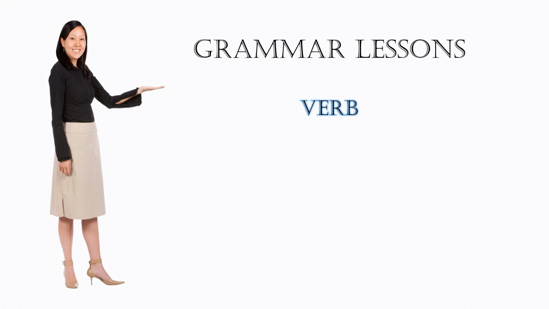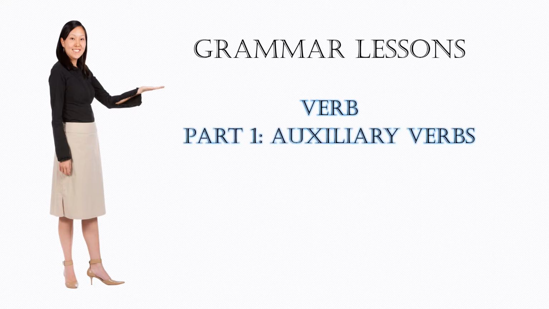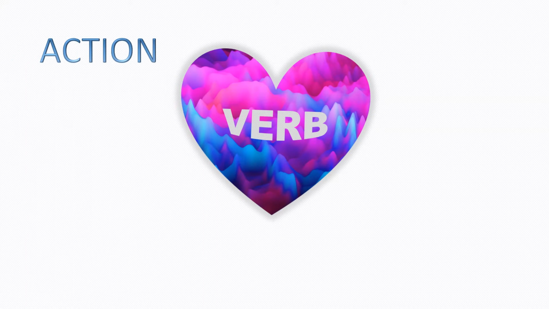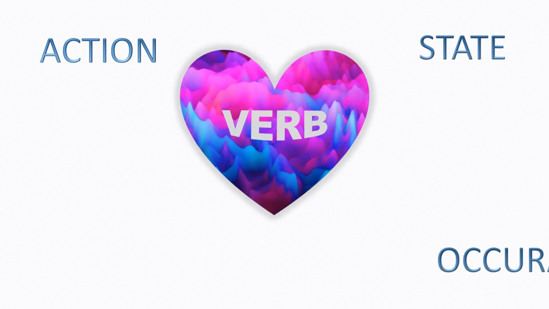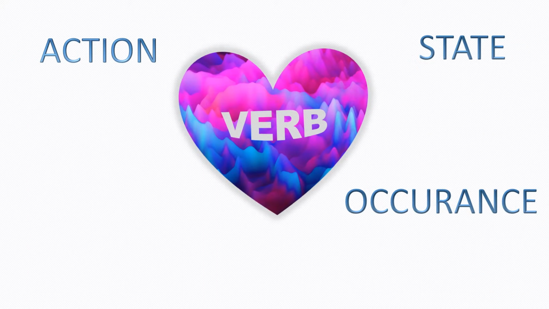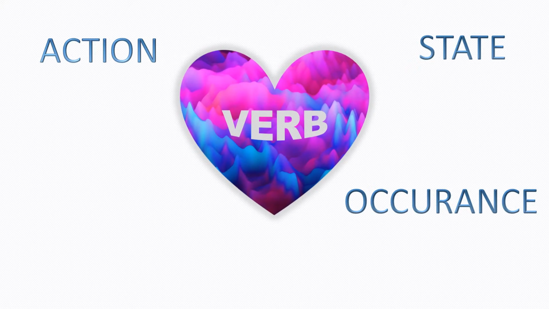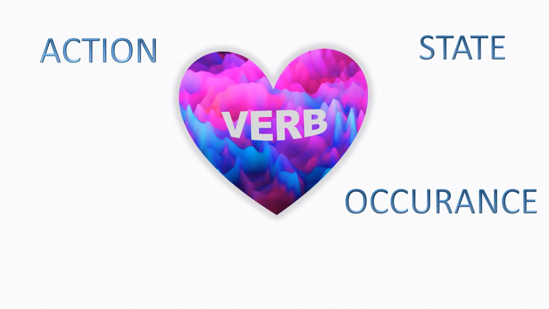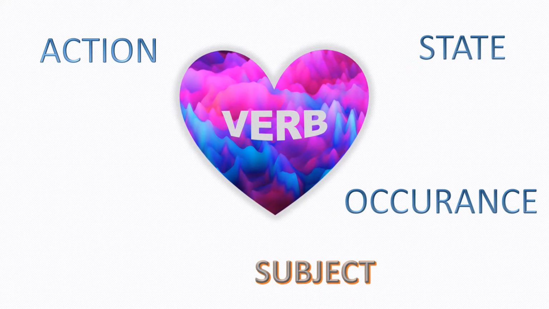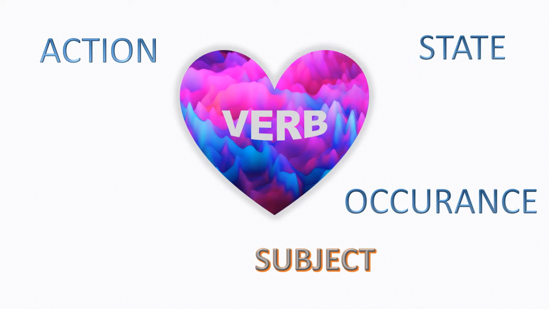There are different types of verbs, but we will begin with auxiliary verbs. Let me explain what verb is. A verb is a word used to describe an action, state, or occurrence, forming the main part of the predicate of a sentence, such as hear, become, or happen. A verb is the part of a sentence that tells us what the subject performs. Verbs are the hearts of English sentences.